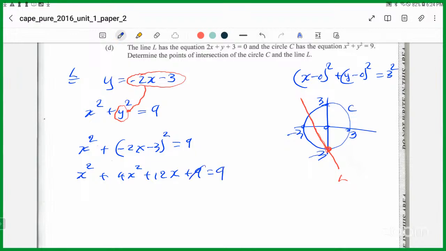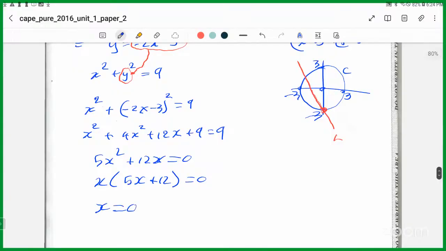And these cancel each other, and this combines to give me 5x squared plus 12x equals 0. So I can factorize the x and get x into 5x plus 12 equals 0. So I'm getting x equals 0, which is at this point, and I'm getting x equals minus 12 over 5, which is at this point up here.